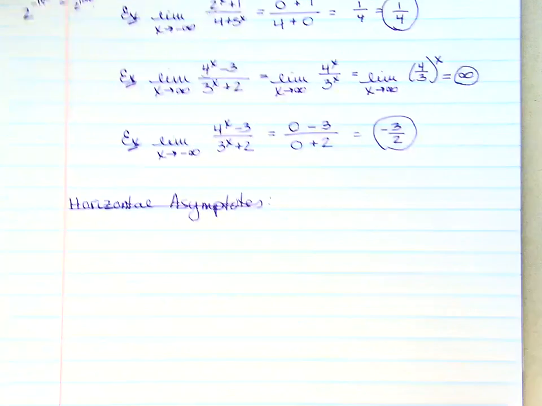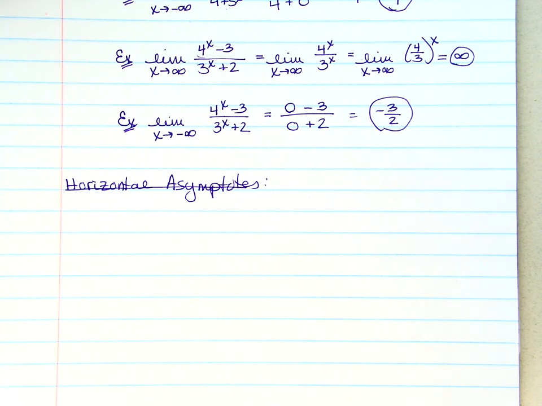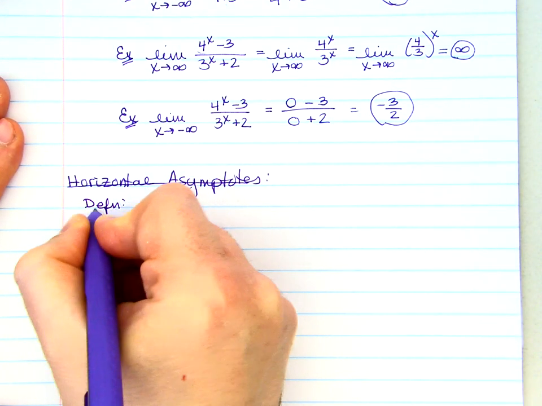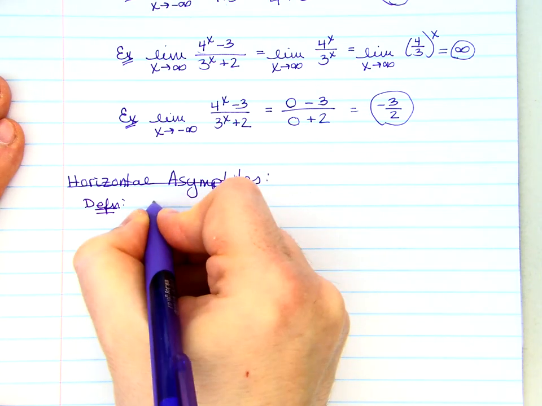So last thing for today, horizontal asymptotes. This whole day has really been about horizontal asymptotes, when I'm approaching far to the left and when I'm approaching far to the right. My definition of a horizontal asymptote is as follows.